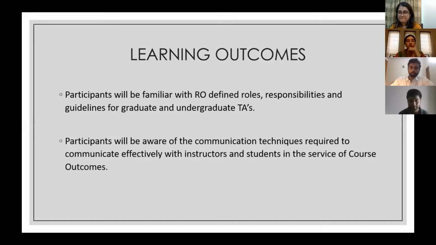And then the second learning outcome is, it is my desire that by the end of this session, the participants are aware of a few communication techniques that they can use to communicate with both faculty members and with students, because it's a very different form of communication that happens with both. So hopefully we'll go through a few scenarios. This isn't really meant to be giving you techniques, but we're going to explore a few scenarios that you will most likely face as TAs that will help illuminate.